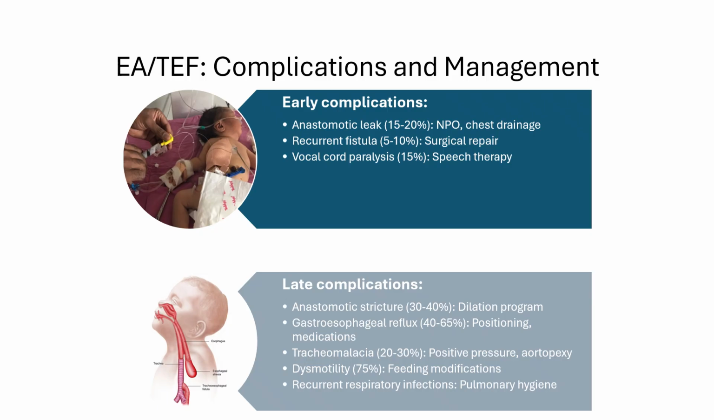The key insight? EA&TF repair saves lives, but it doesn't restore normal function. These children face ongoing feeding challenges, respiratory problems, and require long-term specialized care. Success isn't just about surgical technique. It's about managing a chronic condition with multiple system involvement.